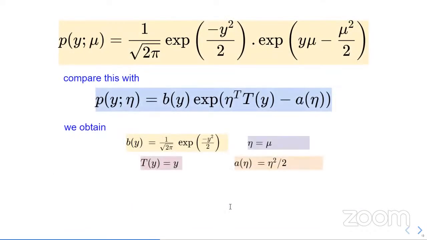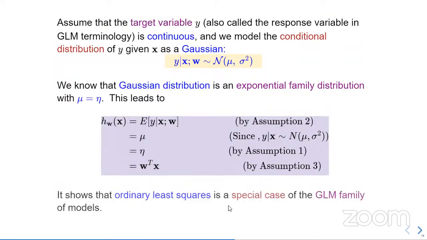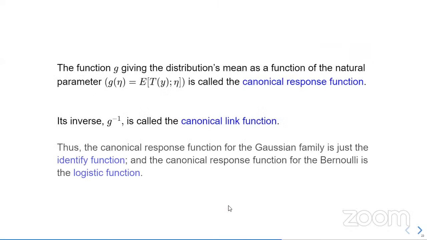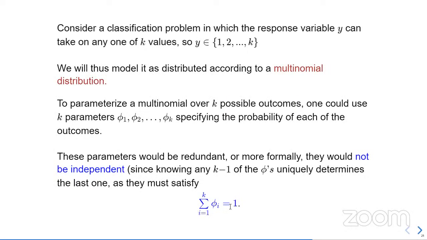Okay, so this we have seen: logistic regression, and softmax regression. So what is softmax regression? Here we extend our notion to the multi-class classification problem. We suppose that y takes values 1 to k, so we assume that it follows the multinomial distribution. It can be categorical as well.